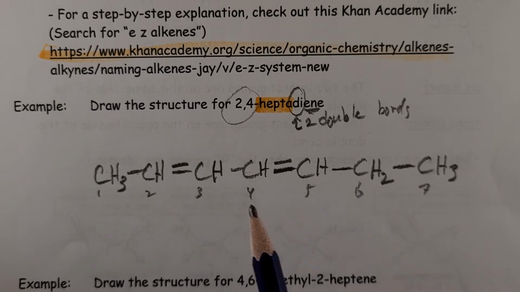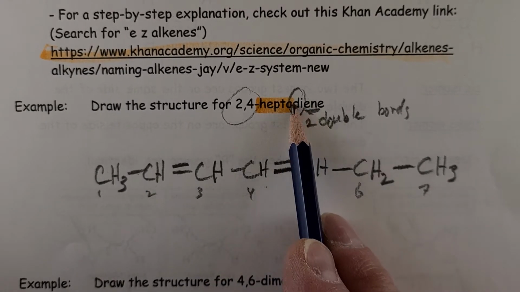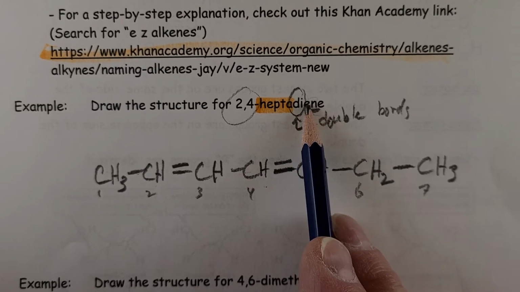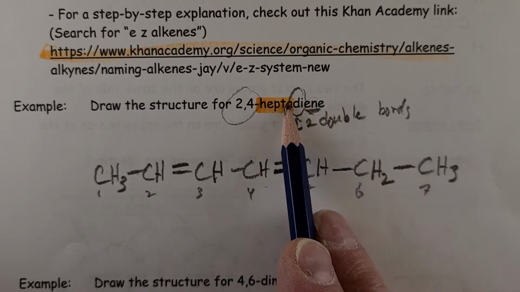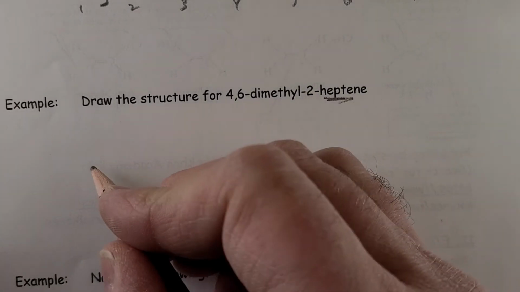So there we go. That's 2,4-heptadiene. So that di, tri, or tetra comes before the ene, indicating how many of the double bonds we need to include there. Here's another heptene.